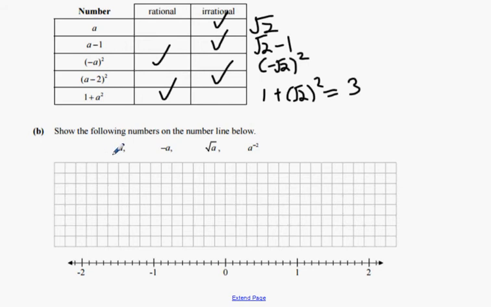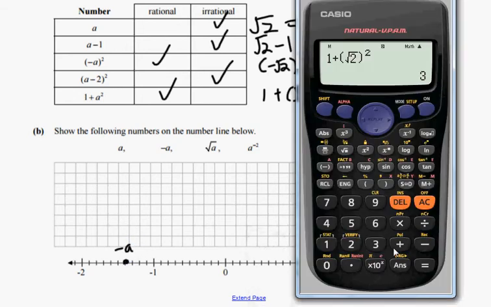Now, show the following numbers on the number line below. What is a again, guys? 1.414. So where's 1.4? Around there. That's a. What's minus a? Minus 1.414. 1.1, 1.2, 1.3, 1.4. So that's minus a, because a is root 2. Therefore minus a, which would be minus root 2, is minus 1.4.